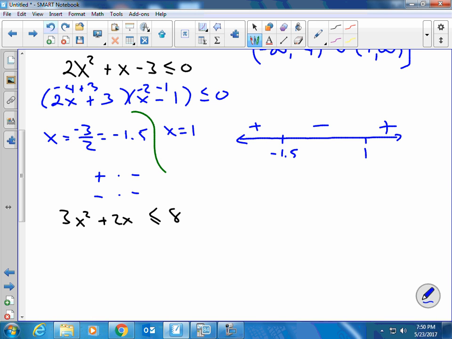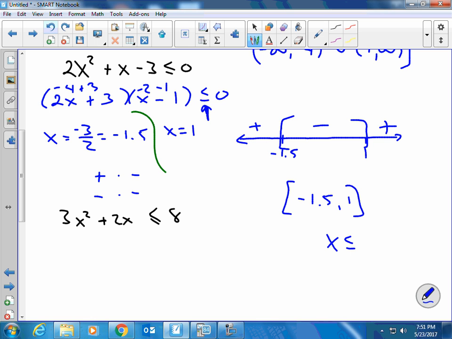Numbers that are less than or equal to 0 are negative, or 0. And so I'm looking for this region right here now. Why did I put brackets instead of parentheses? Because now I'm including the endpoint. So in my interval notation, it would be negative 1.5 to 1. Every number in between those two endpoints and including the endpoints, which is what the bracket says.